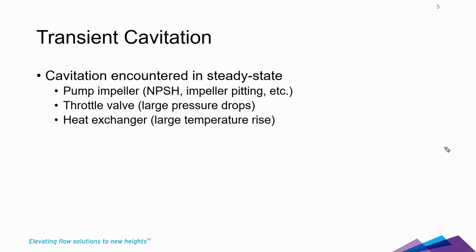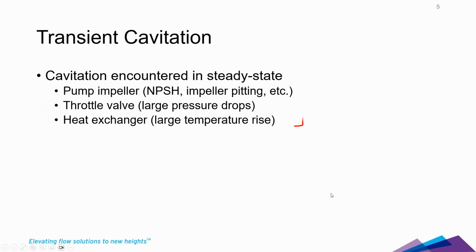You can also have cavitation through a throttled valve where you have a really large pressure drop and it's just choking off the flow. You can have cavitation if you're dealing with heat transfer. So when you go through a heat exchanger, if that heat exchanger heats things up too much and your temperatures have gone above the saturation line, then you're boiling, and that's also cavitation as well.